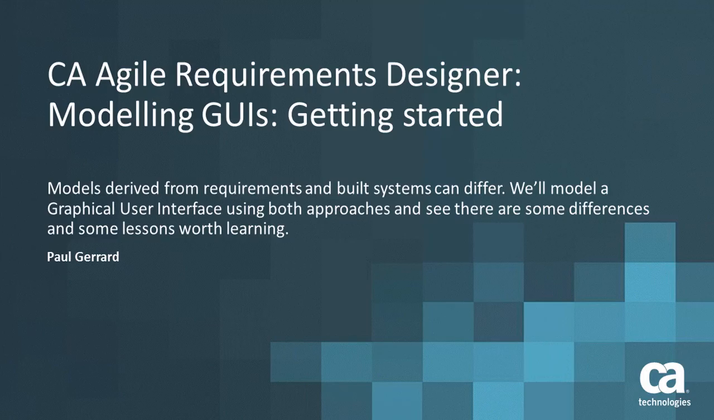Hello again. I said in earlier videos that it's possible to model a system from the perspective of a requirement or from the as-built system. In this video I want to show examples of both using a very simple GUI application screen and see what differences are between the two approaches.